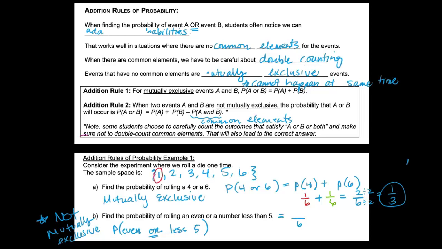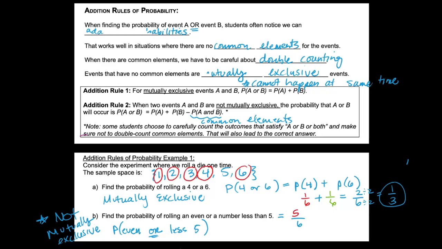So 1 is less than 5, 2 is less than 5 and even, 3 is less than 5, 4 is less than 5 and also even, so I circle it. 5 is not less than 5 or even. 6 I'm going to circle because it's even. So the word or means either or is okay. As long as one of these is present, then we circle it. If both are present, you also circle it. So there are 1, 2, 3, 4, 5 different outcomes that represent either an even number or less than 5 or both. And so we say that the probability is 5/6.